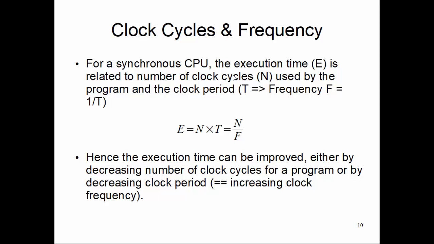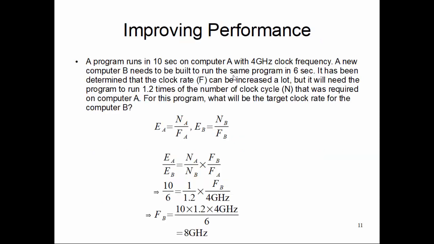F is the frequency. Now, if that is the relation between execution time, frequency and number of cycles, there are two ways to improve your execution time, right? Either you decrease n in this equation, that is, you decrease the number of cycles, or you increase the frequency, because execution time is inversely proportional to the frequency. So these are the two strategies well adopted.